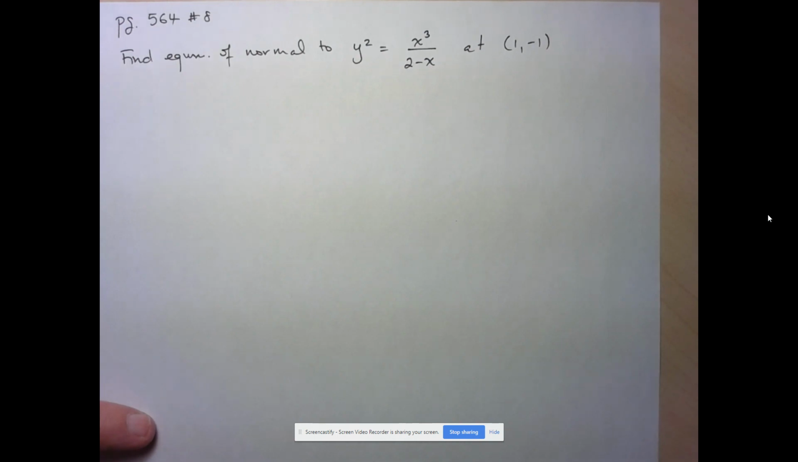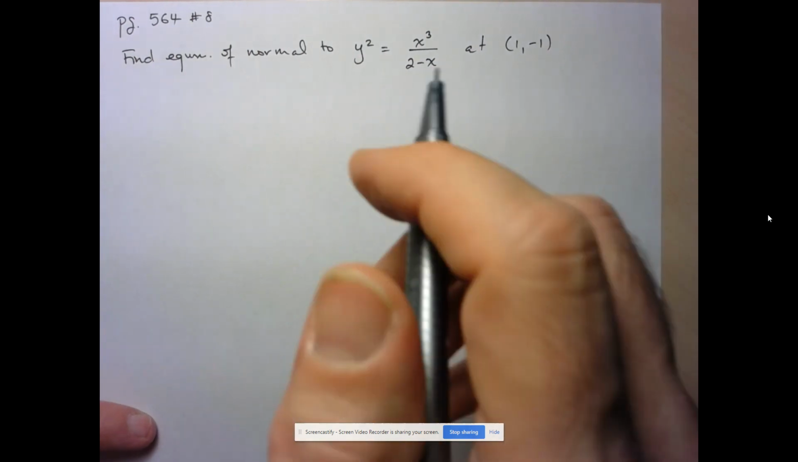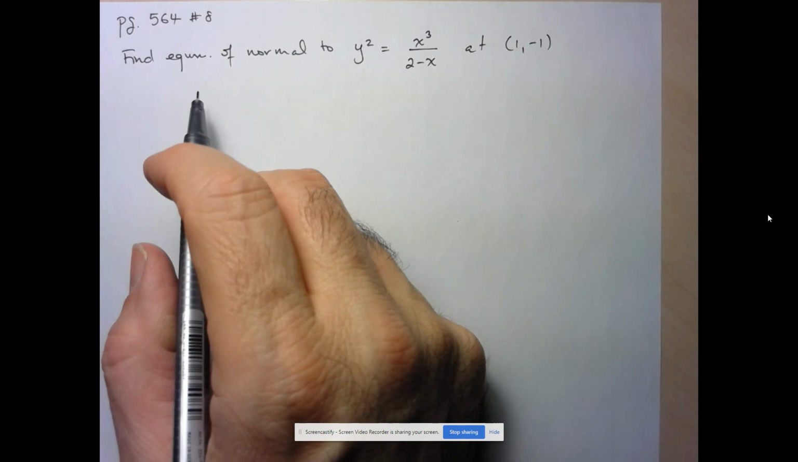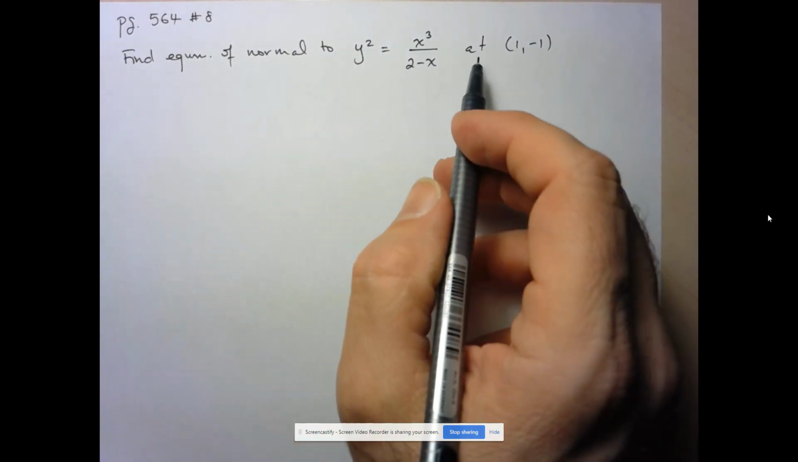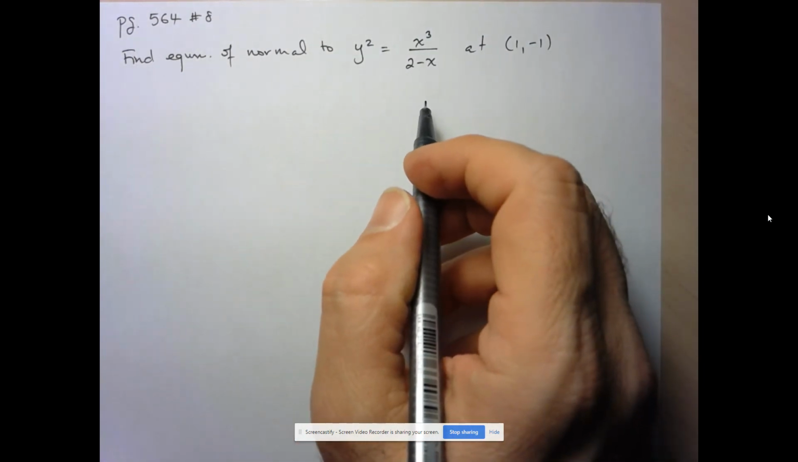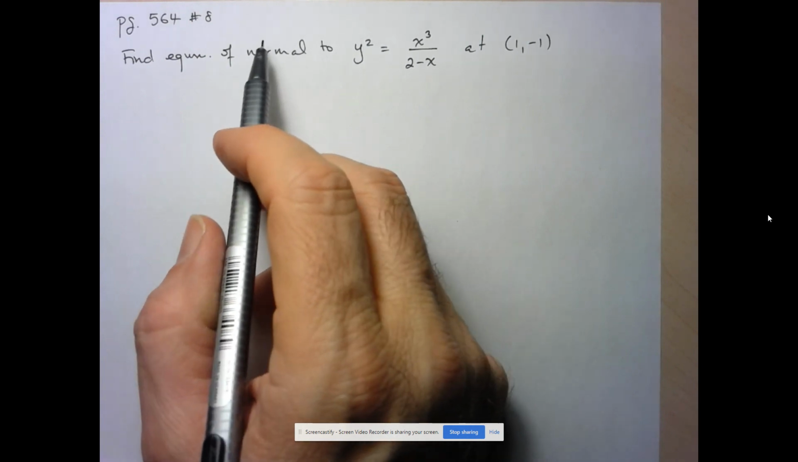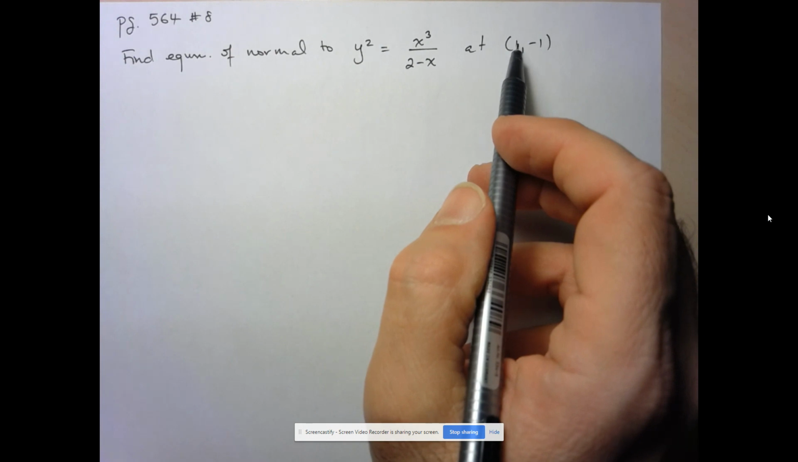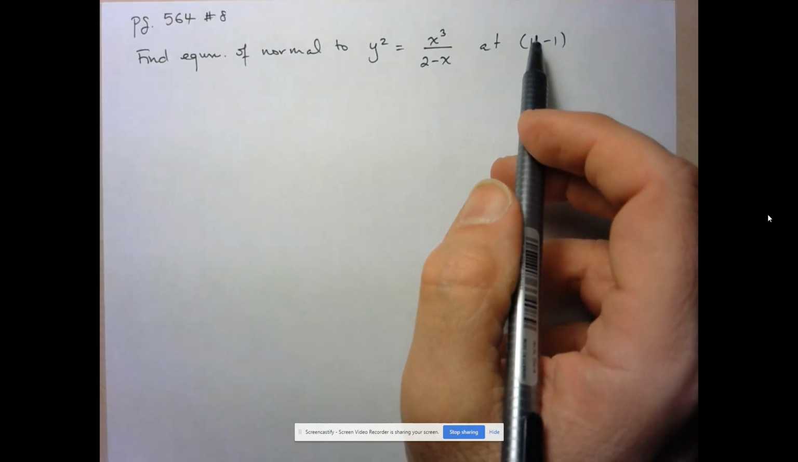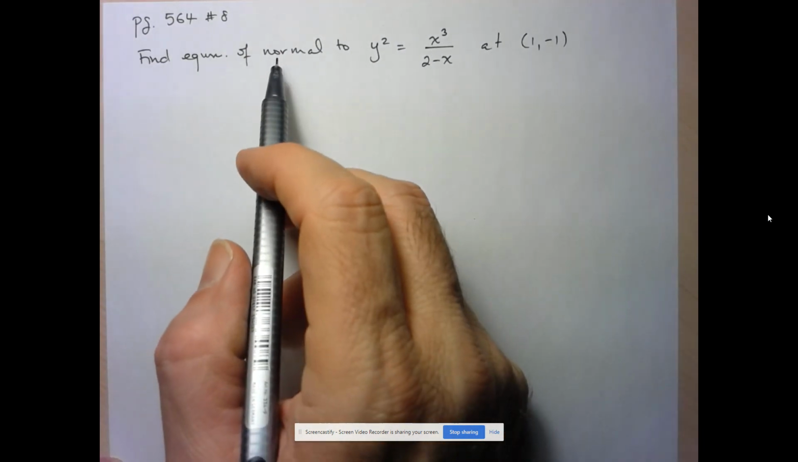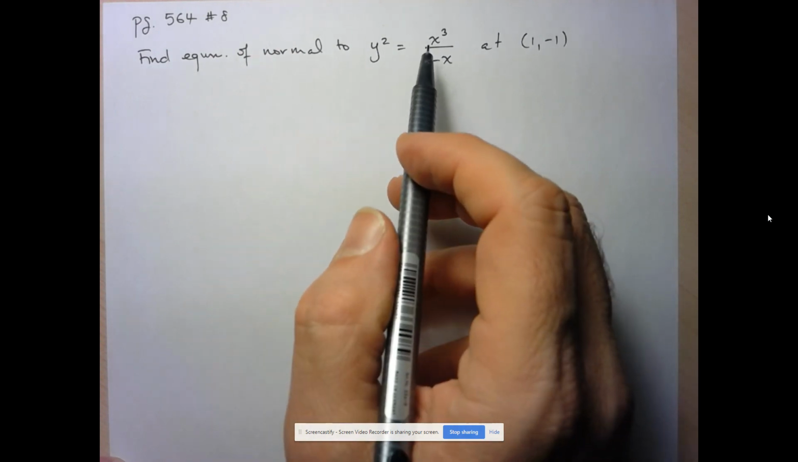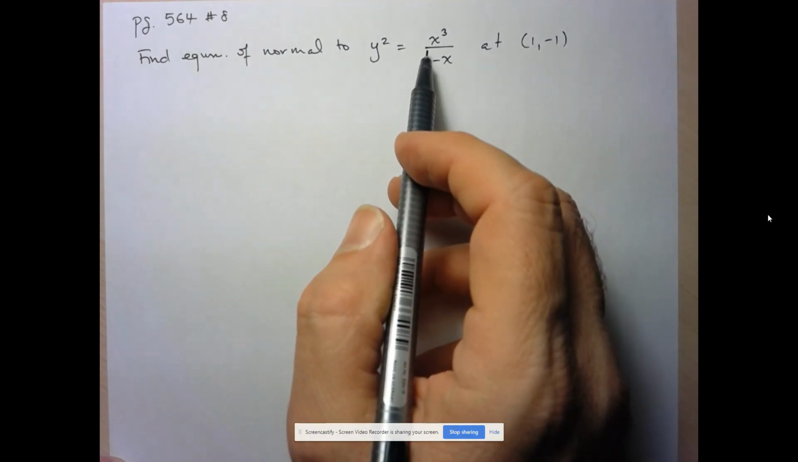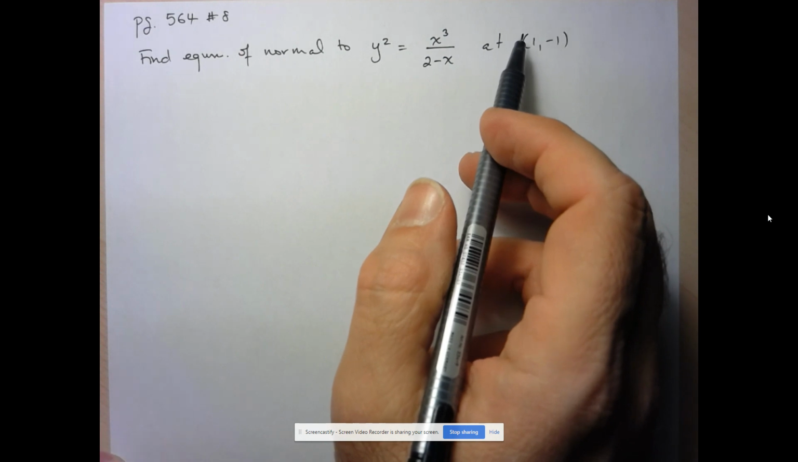Hi folks, we're going to take a look at page 564, number 8. They're asking us to find the equation of the normal to this curve at the point (1, -1). Just recall that a normal line is a line that's perpendicular to the tangent to the curve at that point. That means in order to find the slope of this normal line, I just have to find the slope of the tangent at that point and then take the negative reciprocal.